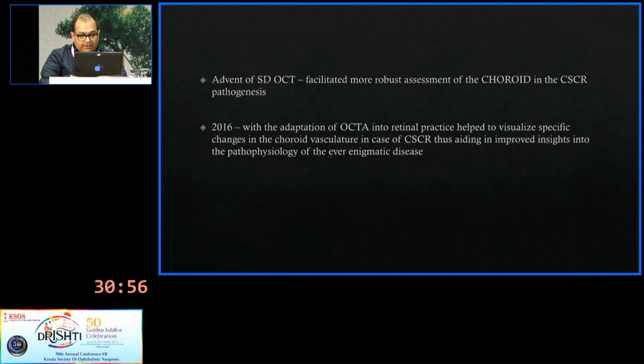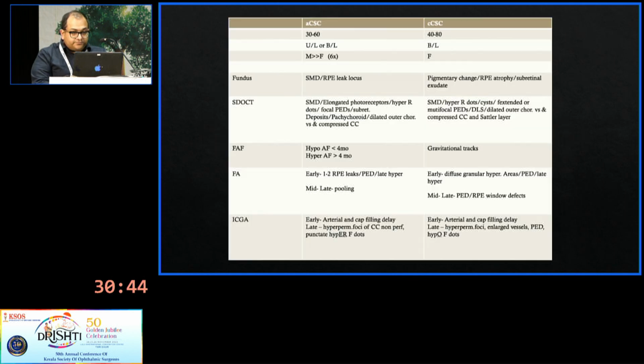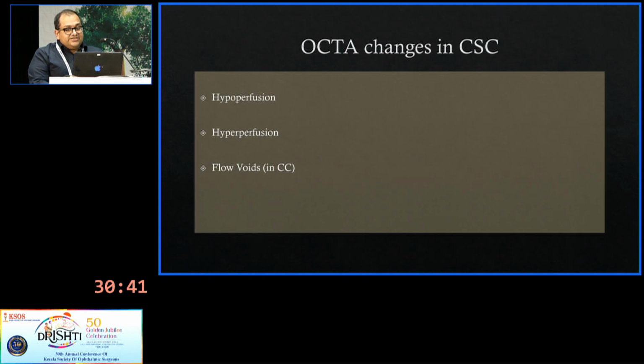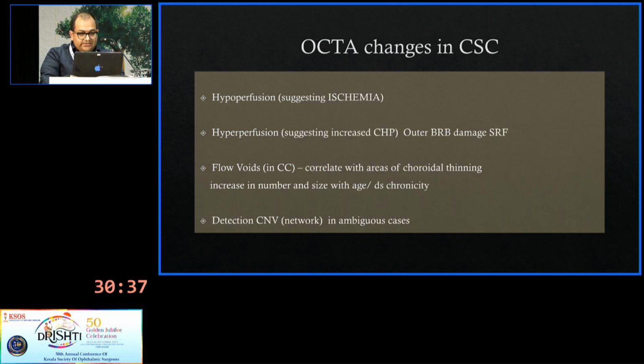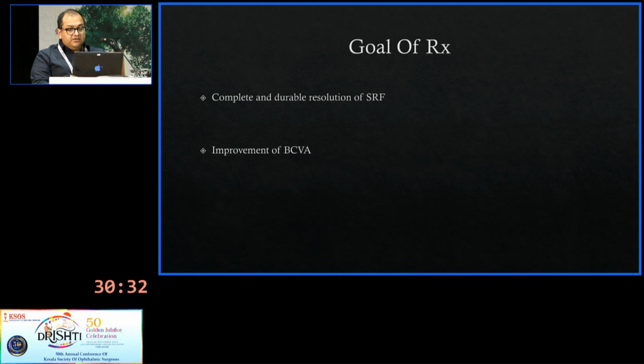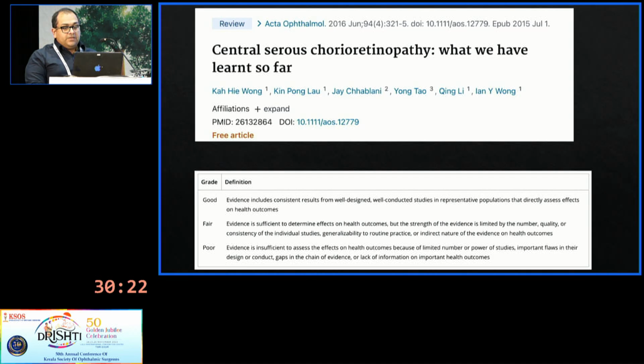and the age of presentation is usually 39 to 51. With the advent of OCTA in clinical practice since 2014, it has helped to visualize specific patterns of CSCR and the management therefore. OCTA changes in CSCR which are usually seen are hyperperfusion and flow voids, and also new networks which are seen in some ambiguous cases. The main goal of treatment in a CSR case is complete and durable resolution of SRF and improvement of the visual acuity.